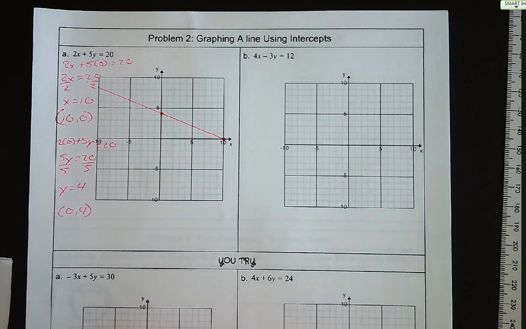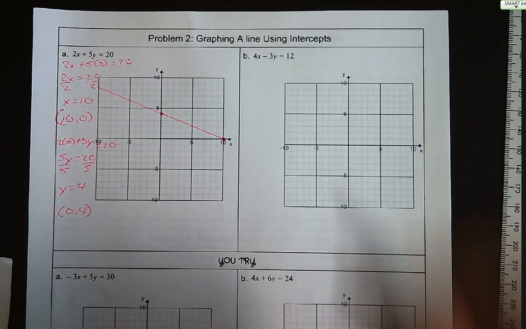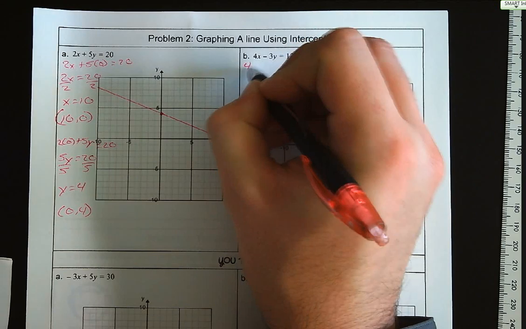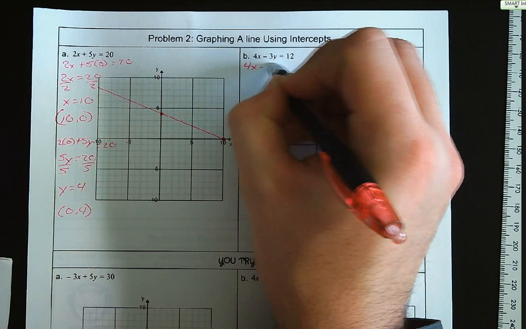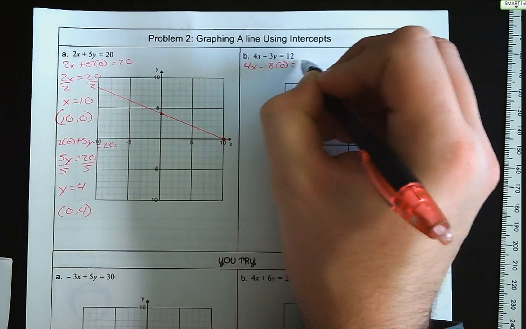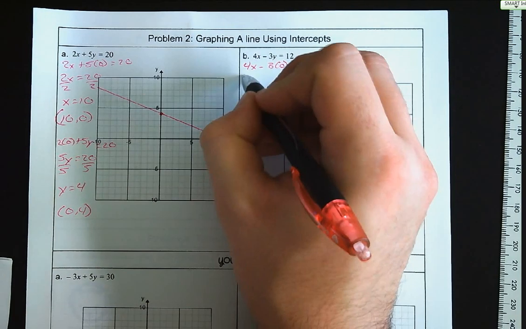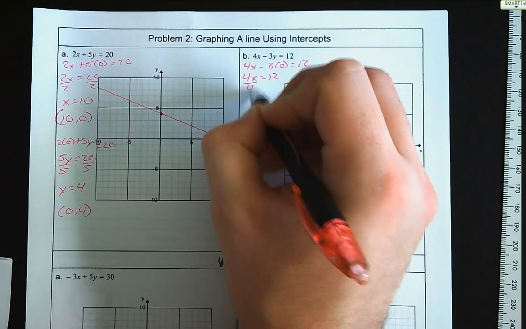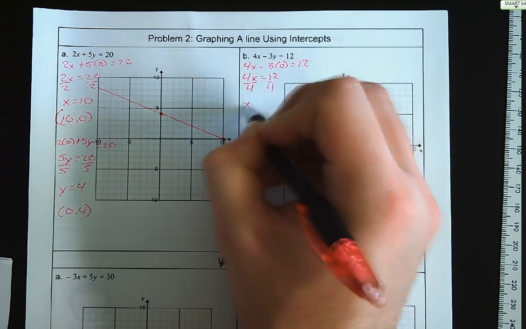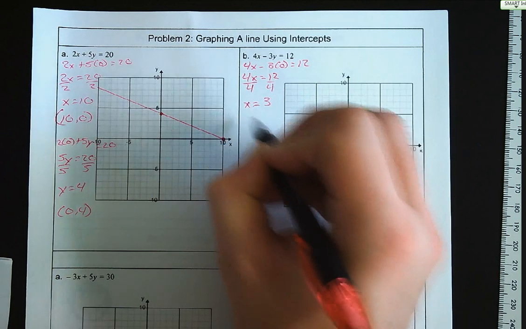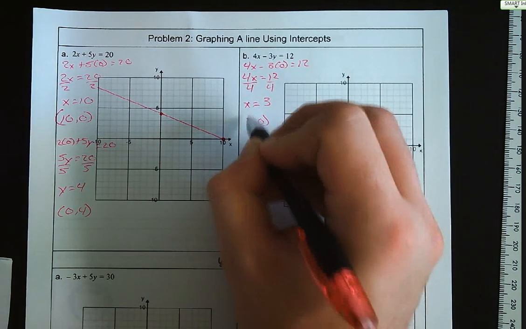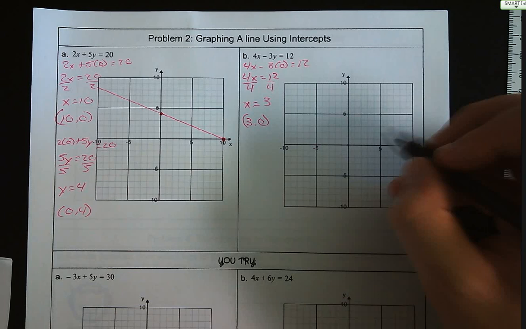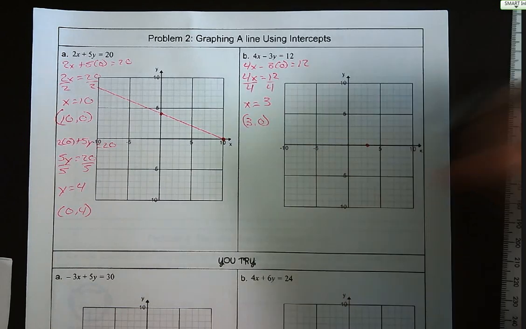All right, letter B. We've got 4x minus 3y is equal to 12. So we have 4x minus 3 times 0 equals 12. 4x is equal to 12. Divide both sides by 4. And x is equal to 3. So our coordinate is at 3, comma 0. So we go to the right 3 and up 0.